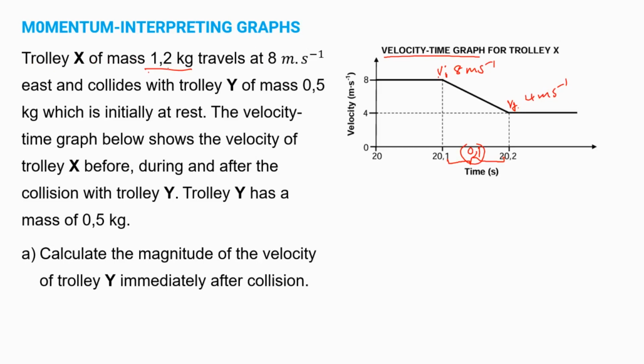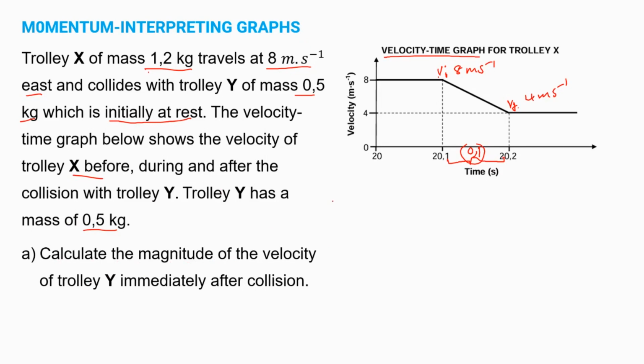Trolley X of mass 1,2 kilograms travels 8 meters per second east and collides with trolley Y of mass 0,5 kilograms, which is initially at rest. The velocity time graph below shows the velocity of trolley X before, during, and after the collision with trolley Y. Trolley Y has a mass of 0,5 kilograms.